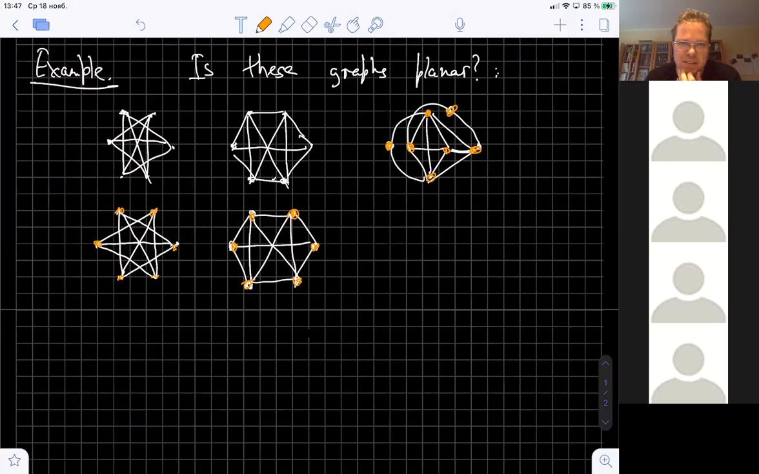I just used the inequality, less than or equal to. Yes, but 2V minus 4 applies to graphs without triangles, and this graph contains cycles of length 3. So this inequality is not a criterion of planarity.